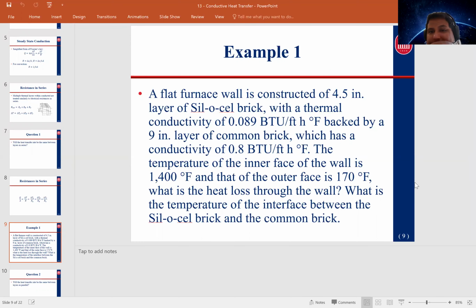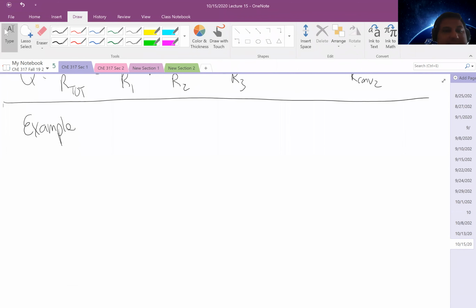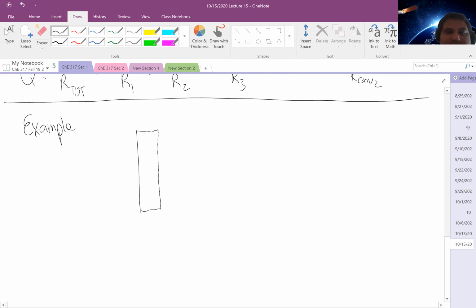All right. So let's take a look at this example together. Now, as always, I definitely recommend that you draw problems, if at all possible. So we've got silane brick, and then we've got common brick. The dimensions here are 4.5 inches and 9 inches.